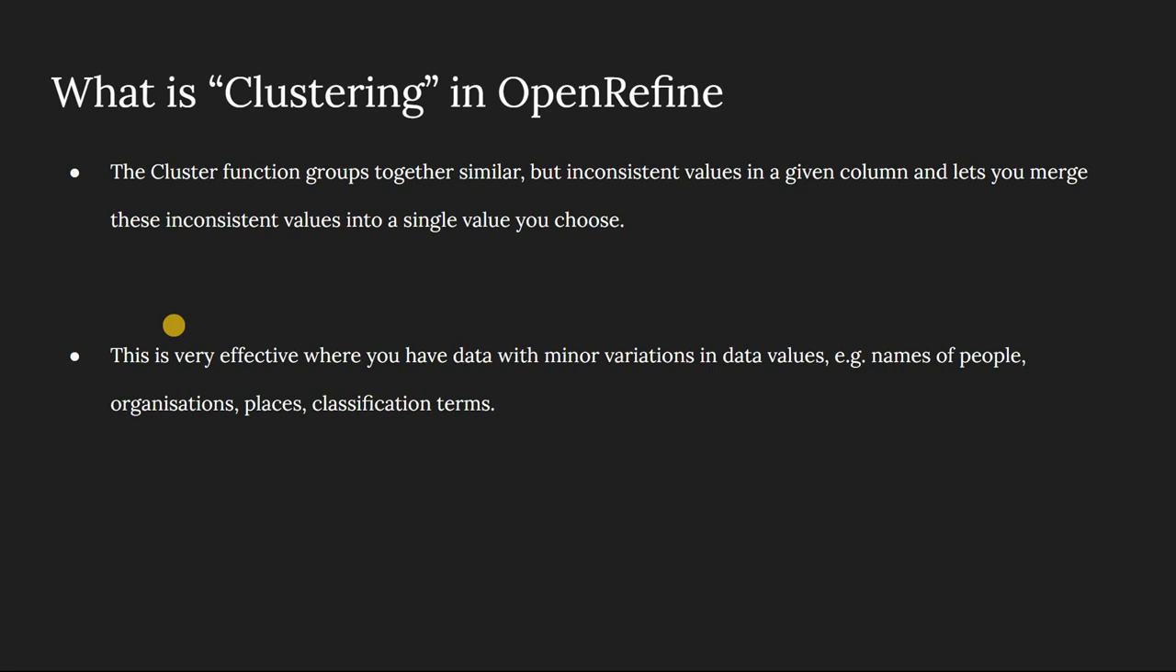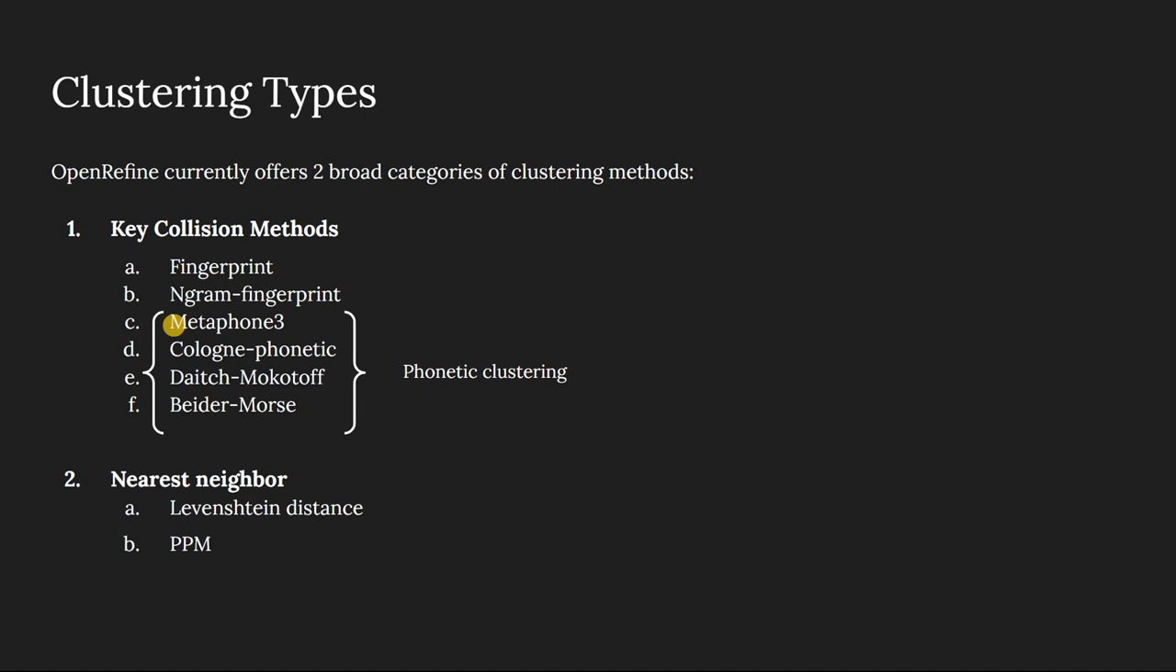This is very effective where you have data with minor variations in data values. An example: names of people, organizations, places, classification terms, etc. Now, what are the clustering types in OpenRefine? OpenRefine currently offers two broad categories of clustering methods, such as key collision methods and nearest neighbor methods.